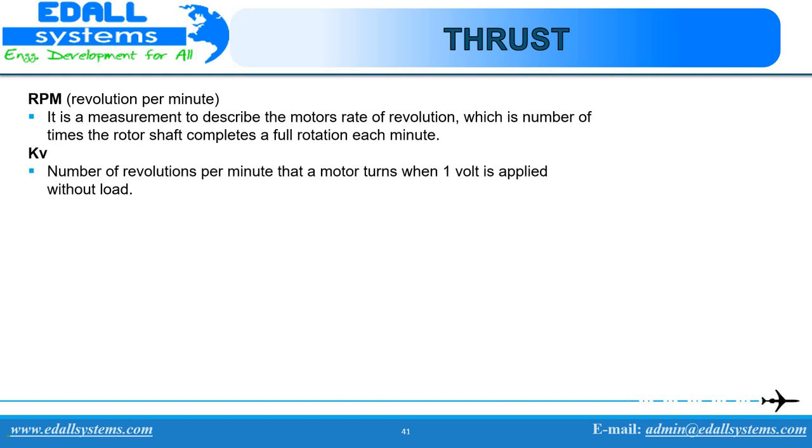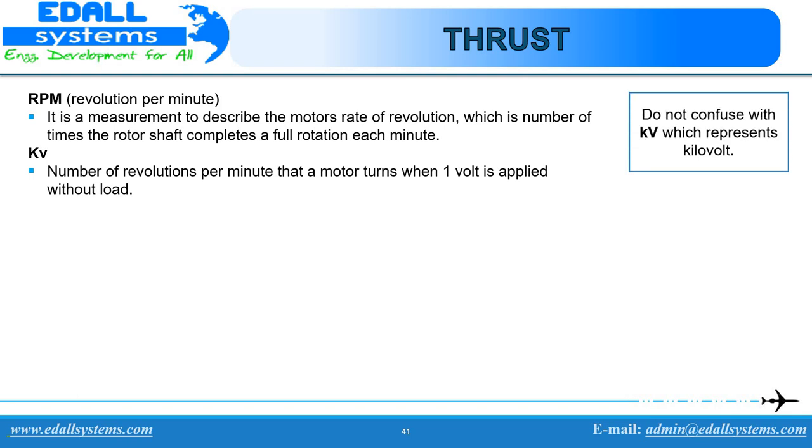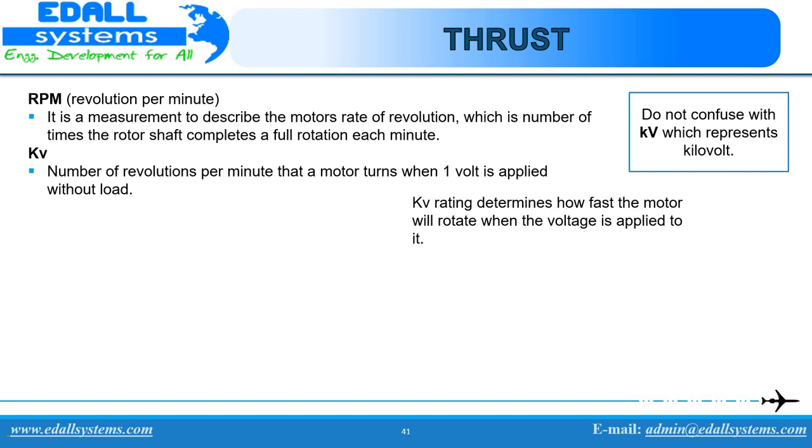kV is the number of revolutions per minute that a motor turns when 1 volt is applied without load. Do not confuse with KV, which represents kilovolt with a capital V. kV rating determines how fast the motor will rotate when the voltage is applied to it.